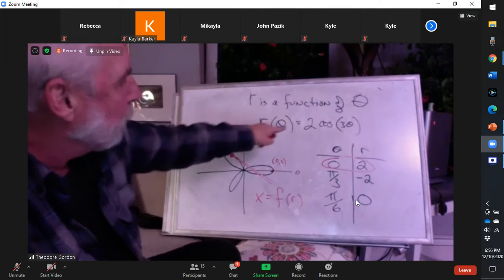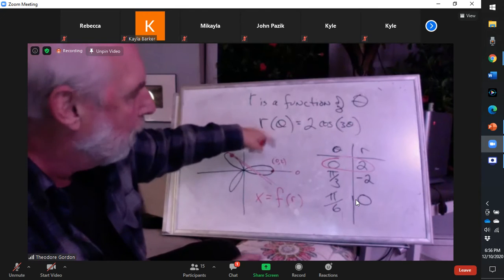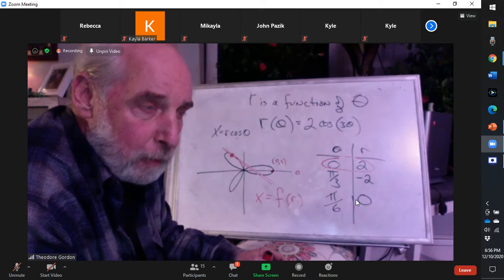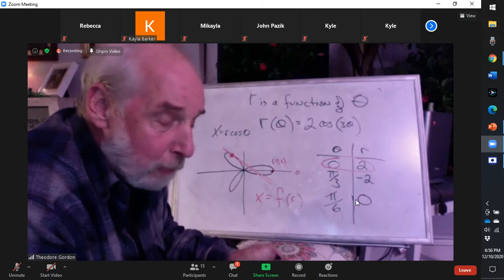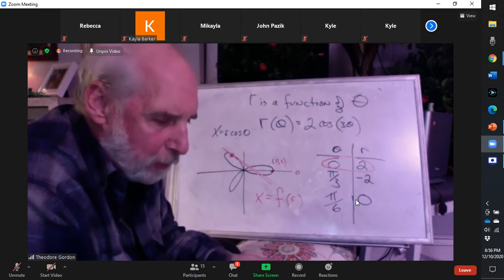So when we do the derivative of this, we can't just do the derivative of this. There's a way we're going to use chain rule and come up with a formula for the derivative of every polar function. It's the same formula for every single polar function. And that's where we're headed on Tuesday.